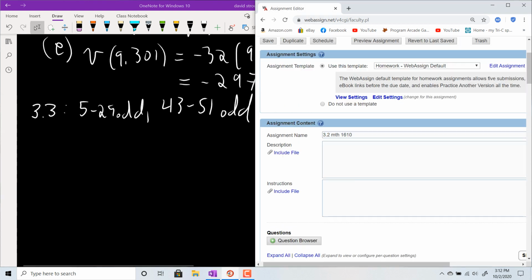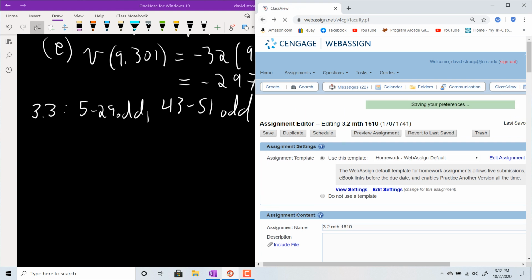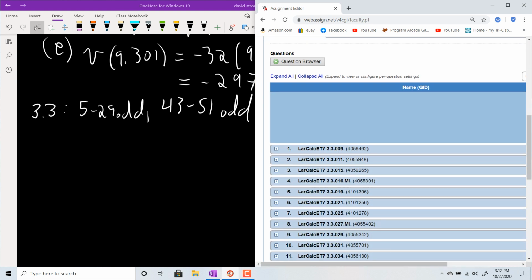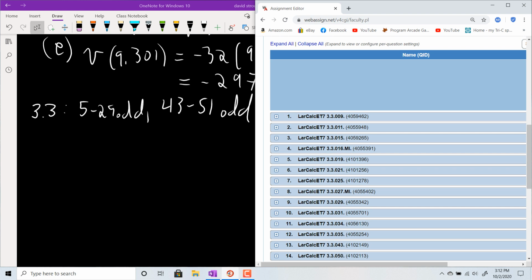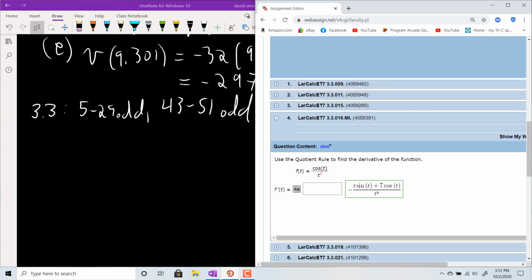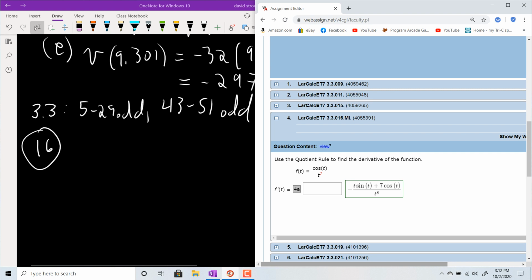So let's go in there and take a look. It's 3.3 we said. Again, 5 to 29 odd, so anything like that. Let's try number 16. The function is cosine t over t to the 7th.